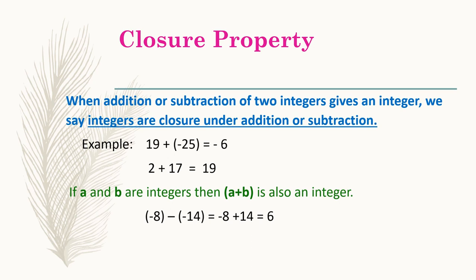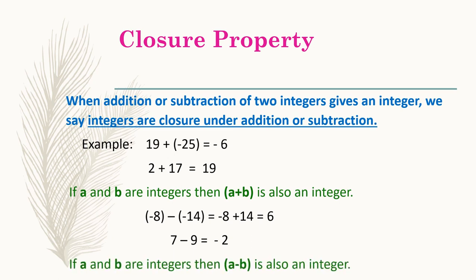Now see the examples of subtraction. Here it is minus 8 minus into bracket minus 14. So it will be minus 8 plus 14, and the answer is 6. So when we subtract 2 integers, even then our result is an integer. One more example, it is 7 minus 9. So the answer is minus 2, which is again an integer. So we can say that if a and b are integers, then a minus b is also an integer.